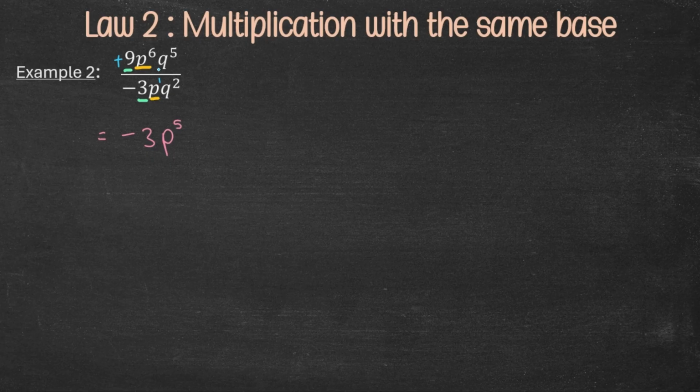Now let's have a look at the q's. I've got a q in the numerator and in the denominator. Bases are the same, so I can keep my base, and let's subtract the exponents. 5 minus 2 is 3. There's nothing else to divide, so this is my final simplified answer.